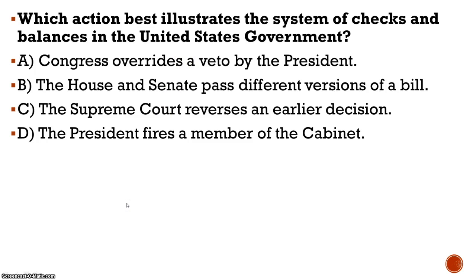Now, the reason that the others are wrong: the House and Senate passing different versions of a bill is just them being confused and not sure what to agree on, which does happen a lot, but it's not a part of checks and balances. C, the Supreme Court reverses an earlier decision. That just shows the changing times. That's not them checking a different branch and balancing things out. And the president firing a member of the cabinet, it's his cabinet. Again, it's not dealing with another branch.